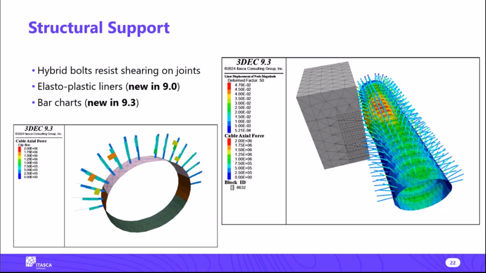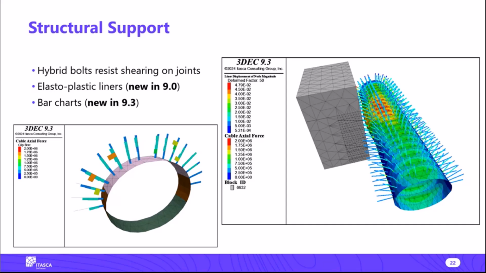Structural support. So what I mean by that is liners, shotcrete, bolts, cables, tiebacks, whatever you're using to support your soil or your rock. This has been in 3DEC for a long time, but some new things in version 9, we have the ability to have liners that can fail. So before version 9, you could put a liner in there and give it a Young's modulus and a Poisson's ratio, but it was always elastic. Now you can actually give it a cohesion and friction or some other things, and the liners themselves can fail, and you can see this more interesting deformation behavior in these failed liners.